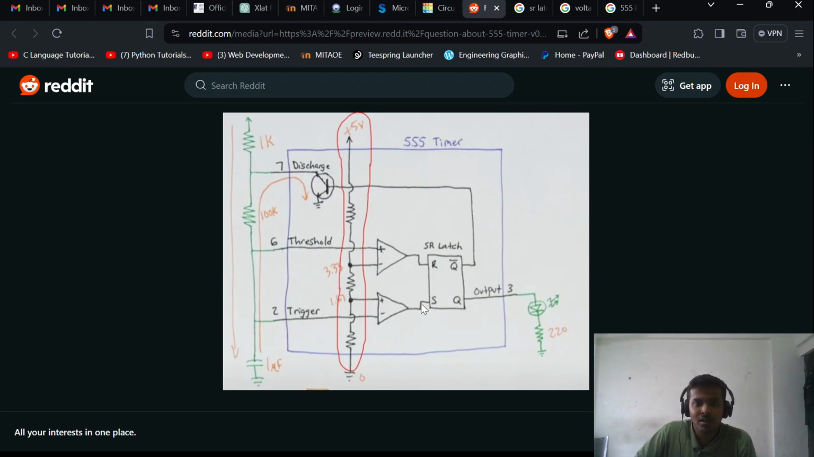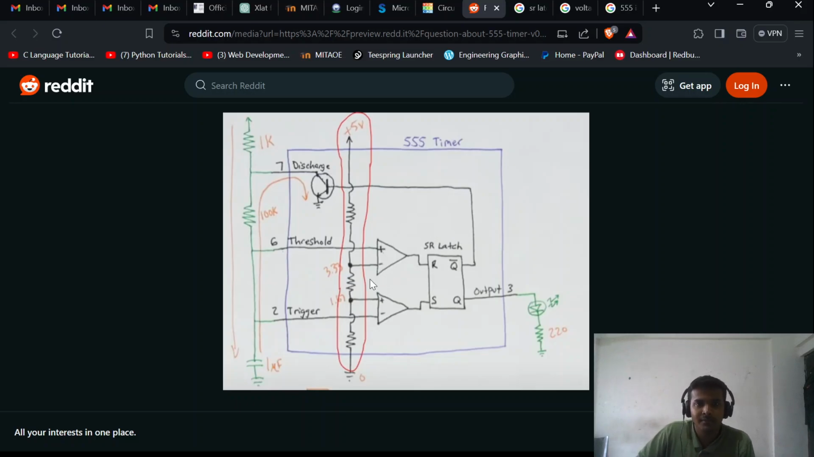In simple language, if you give 1 here, 1 will come out here. If you give 1 here, 1 will come out here. If Q is 1, Q bar will be 0. If Q is 0, Q bar will be 1. These are complements of each other, meaning opposite of each other. If this will be 1, this will be 0. If this will be 0, this will be 1. Like that. Okay, that's all about the SR latch.